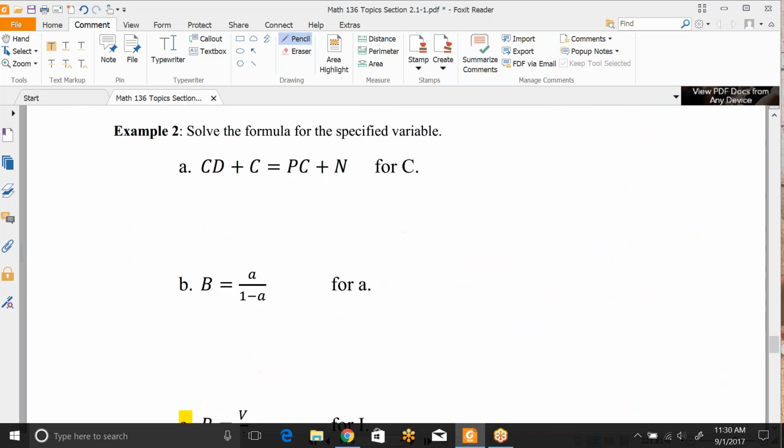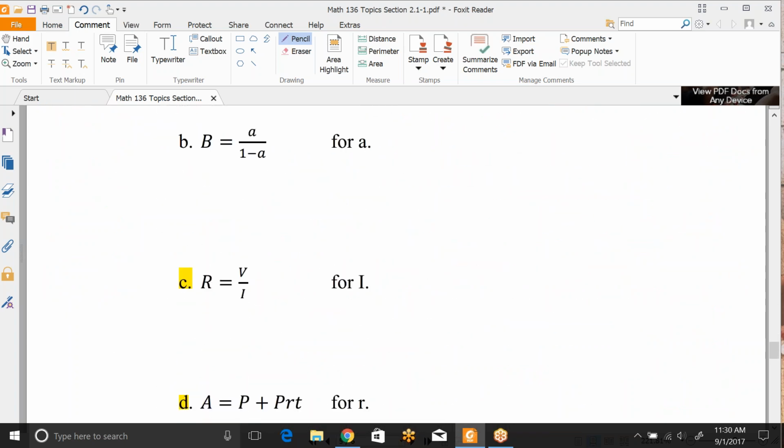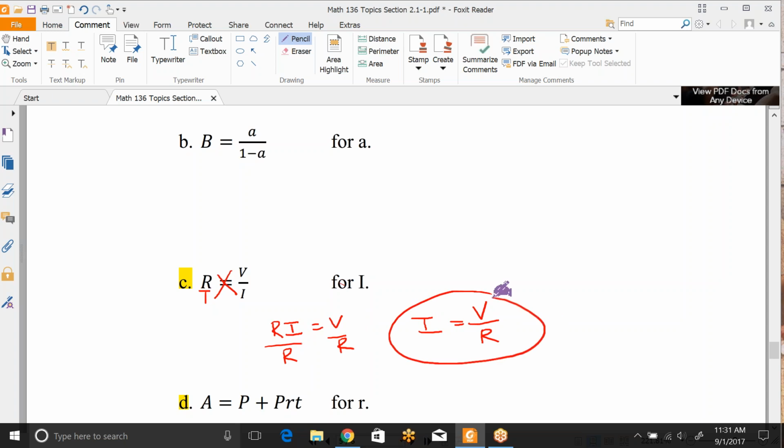Okay, so we had a few literal equations left. So this one is that we're trying to solve for I, so think of this as being r over 1. We can cross multiply. So this would be rI equals just v, because v times 1 is v, and then to get I by itself, we would divide by r. So I is v over r.